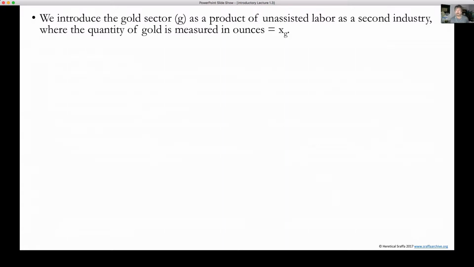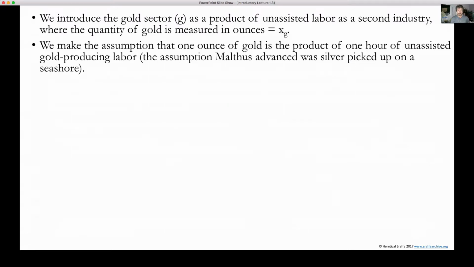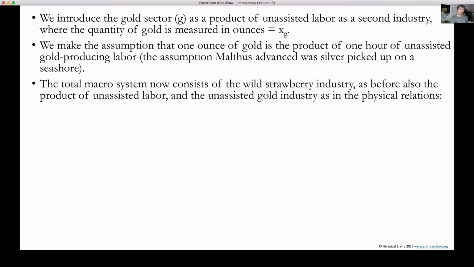We introduce the gold sector as the product of unassisted labor as a second industry, where the quantity of gold is going to be measured in ounces, which we're going to denote X sub G. We make the assumption that 1 ounce of gold is the product of 1 hour of unassisted gold-producing labor. This is the assumption Malthus advanced, being silver picked up on the seashore. The total macro system now consists of the wild strawberry industry as before, also the product of unassisted labor, and the unassisted gold industry as in the physical relations that follow.